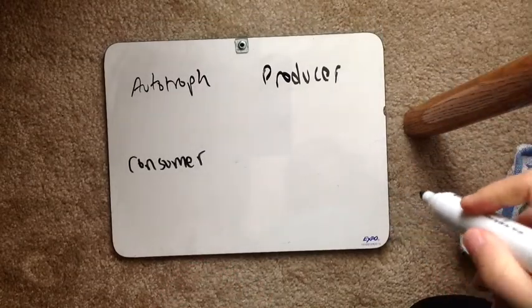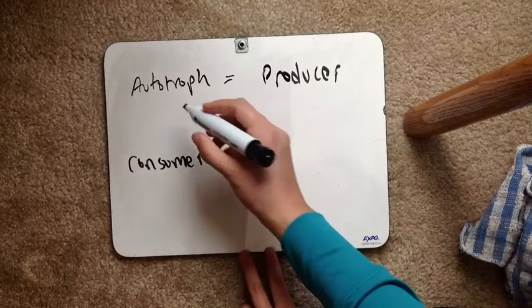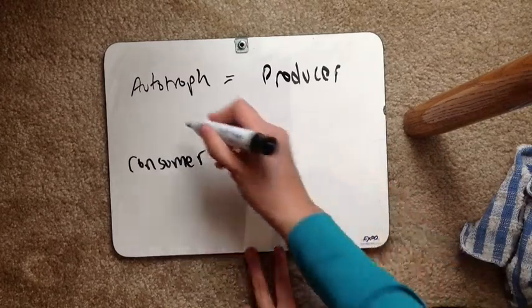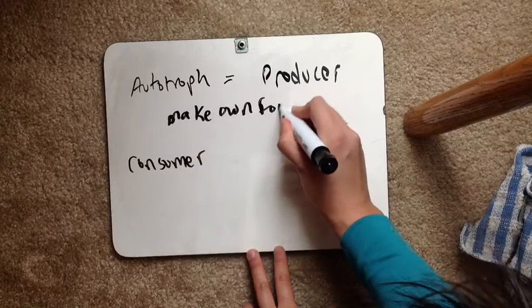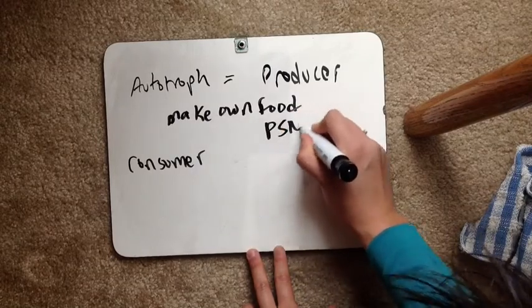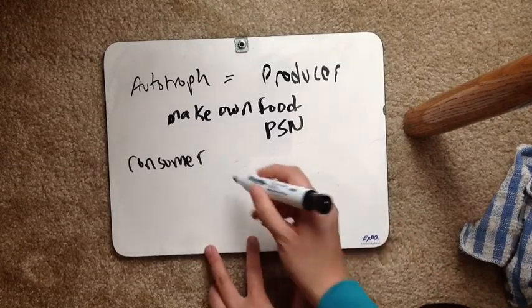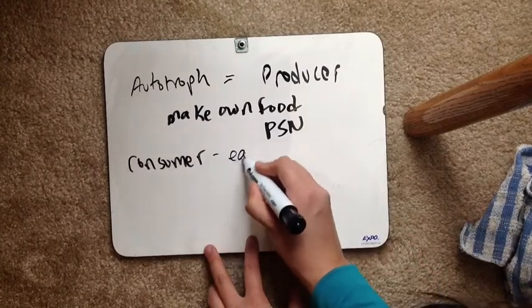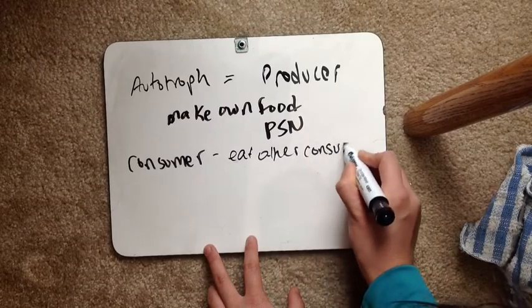We know an autotroph and a producer are the same thing. These are organisms that make their own food, and remember, they do that through a process called photosynthesis. We're also looking at consumers. Consumers are things that consume or eat other organisms. And within that we have three categories.